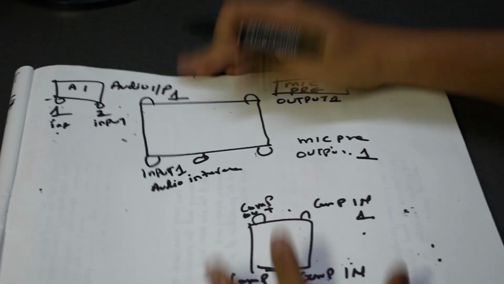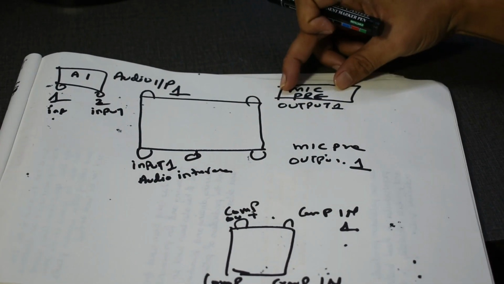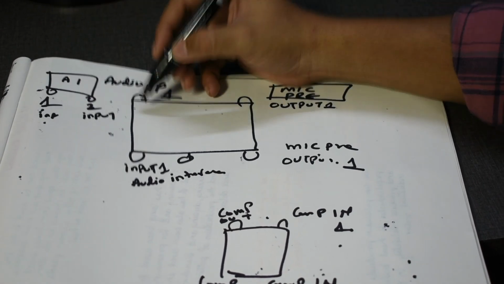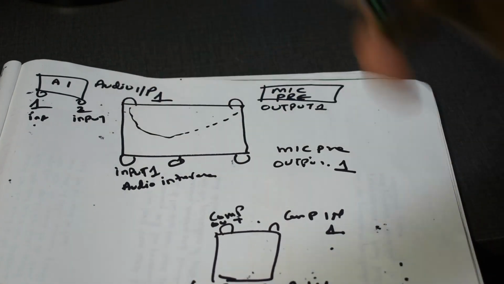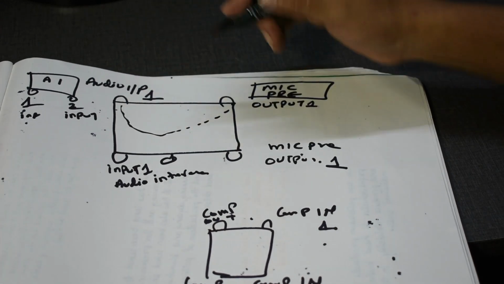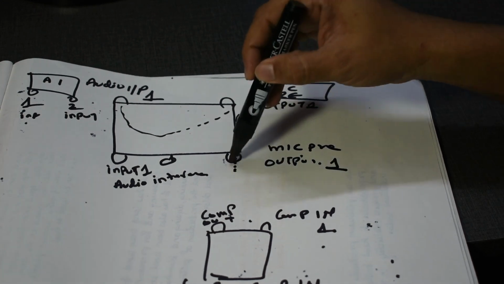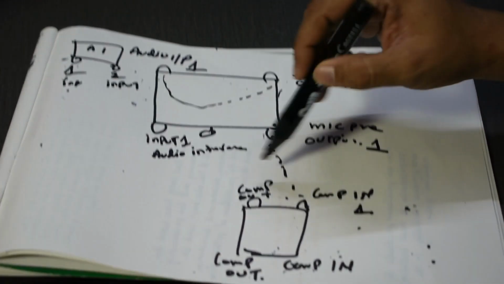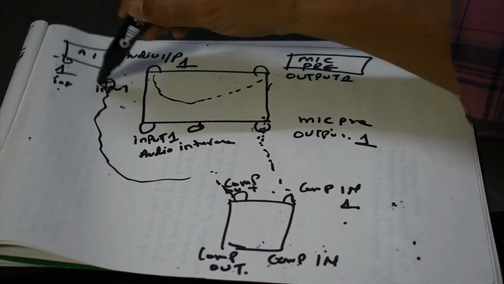Half normalized patch bay also does the same thing. Again I have set the same example, mic pre output 1, audio interface input 1. So now the input 1 and the output 1 is directly connected as in the normalized patch bay. The difference over half normalized is you can route another signal from mic pre output 1 to compressor in, and compressor out goes to your interface input 2.